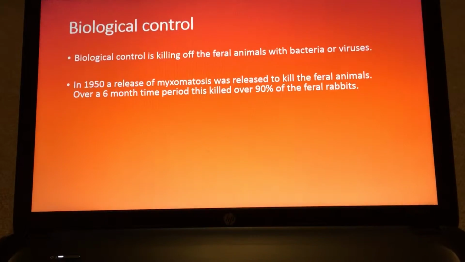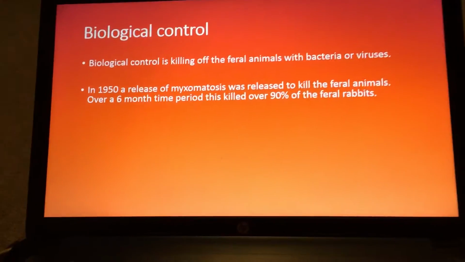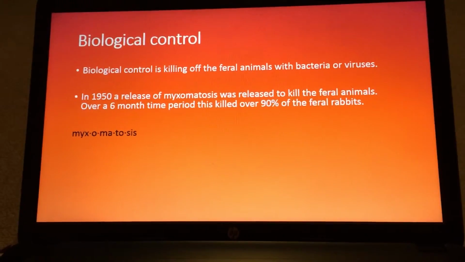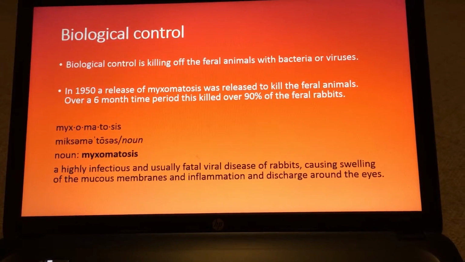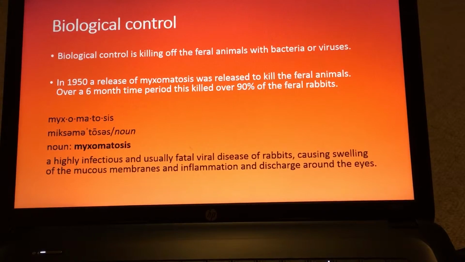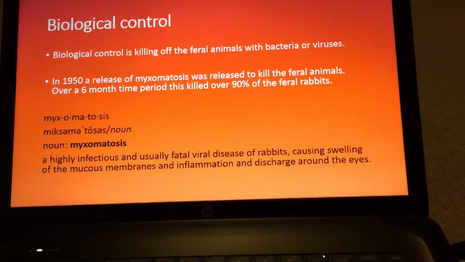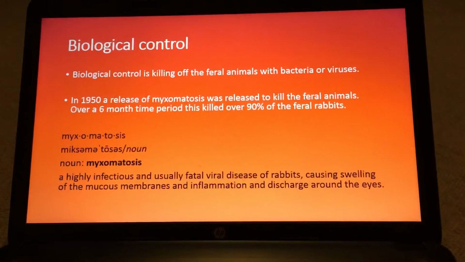Now this is, let's see, get the definition. It's a highly infectious and usually fatal viral disease of rabbits causing swelling of the mucous membranes and inflammation and discharge around the eyes. So it's a virus that they're releasing into the air.